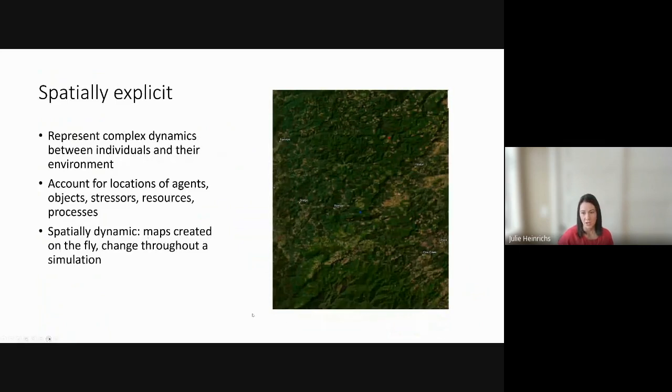So the kind of modeling I'm talking about today is also spatially explicit. So we're representing locations of individuals and objects and space in general, and the complex dynamics that individuals have with that environment. So we're looking at a static map here, but we can also have dynamic maps and maps created on the fly as individuals change their environment or as scenarios change the environment.